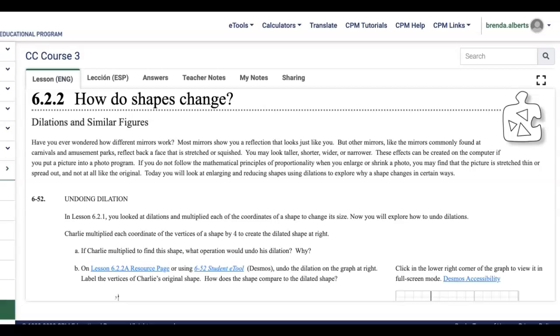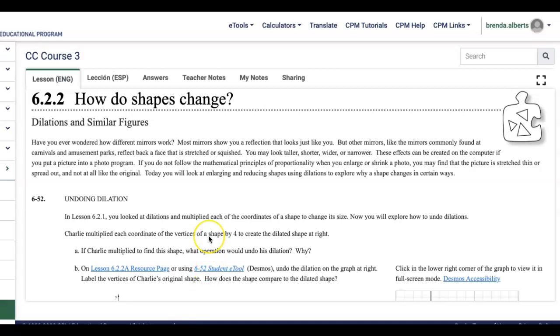Okay, so for lesson 6.2.2, how do shapes change? We're still talking about dilations, where yesterday we just looked at how we make them larger and smaller by multiplying coordinates by a specific number. Today we're going to look at how we undo a dilation, so looking at a shape that's already been dilated and finding out what its pre-image looked like.